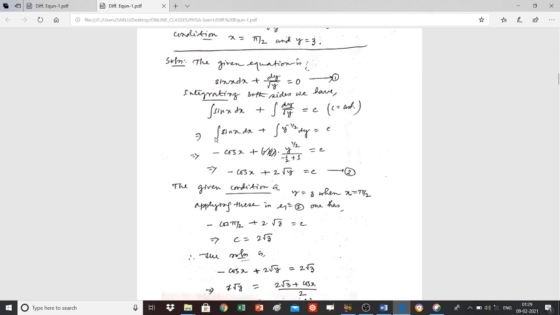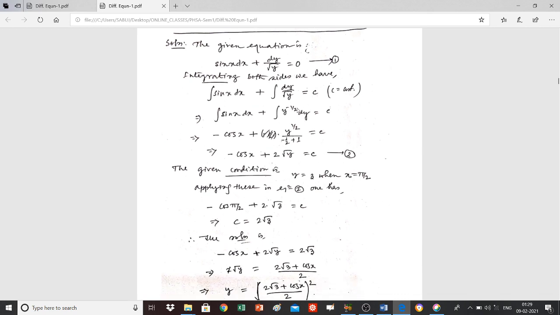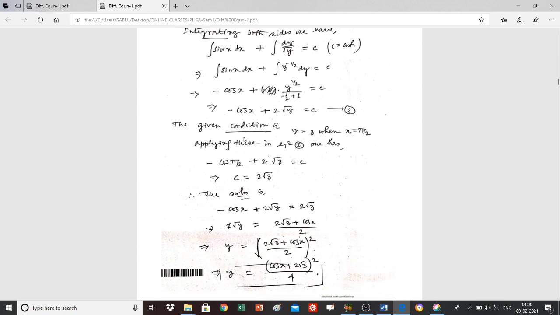So from here, sin x dx is equal to minus y to the minus half dy, and then this will give you minus cos x, and this will give you 2 root y. The complete process steps are written here, just go through this. Finally you obtain that minus cos x plus 2 root y is equal to c.